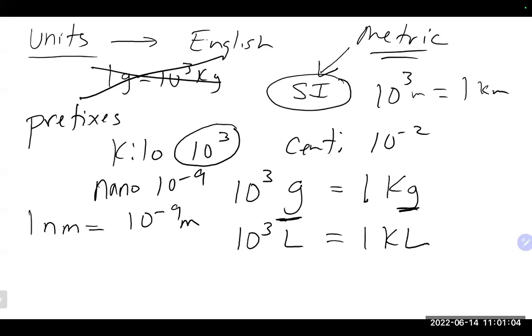So a whole list of prefixes, milli, right, 10 to the minus 3. And again, it's a super common mistake. People always get those kind of inverse, so you don't want to do that. Any questions on that there?